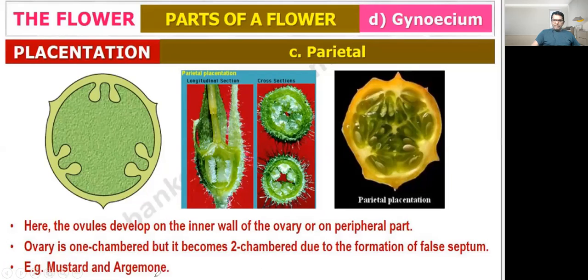Examples of parietal placentation are mustard and argemone. What are the examples? Mustard and argemone.